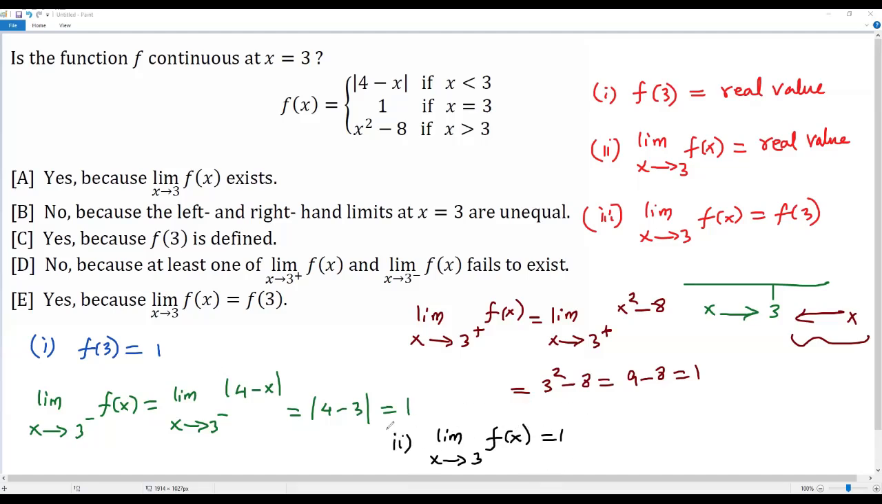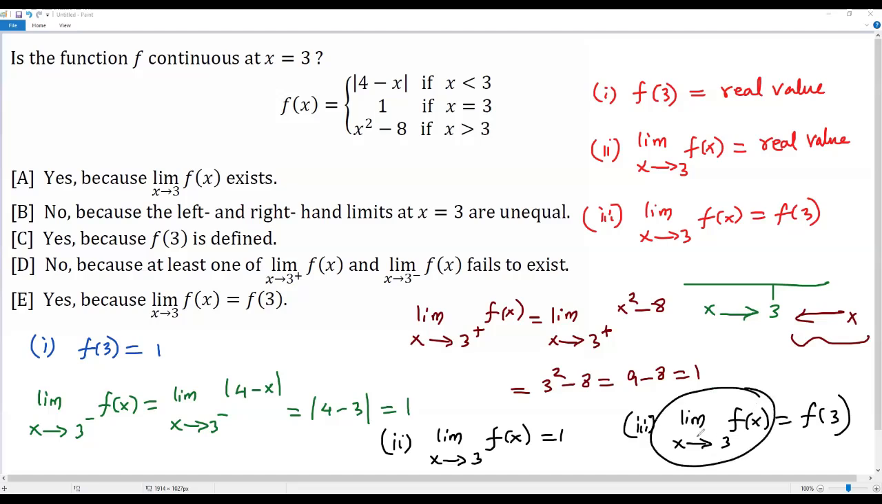This is the second step. In the first step, I got f of 3 equals 1. It's a real value. And in the second step, I got the ordinary limit at x equals 3, so that's also 1. Okay, now verify the third step. That is, the result we got in the first step and the result we got in the second step must be equal. That is, limit as x tends to 3 of f of x must equal f of 3.